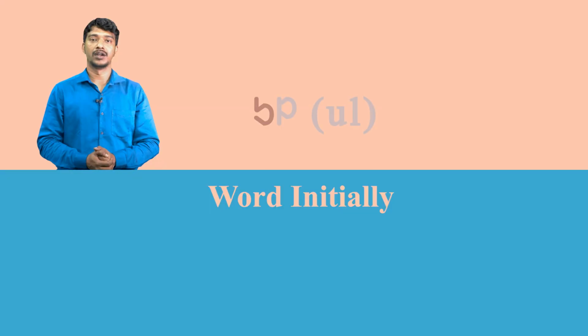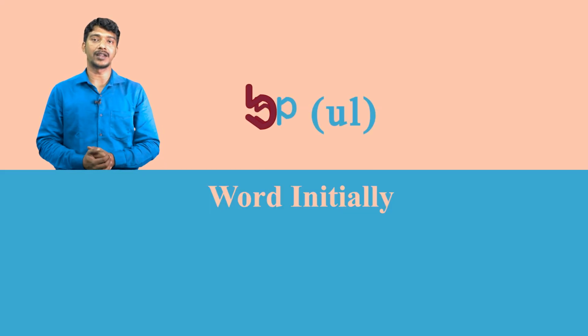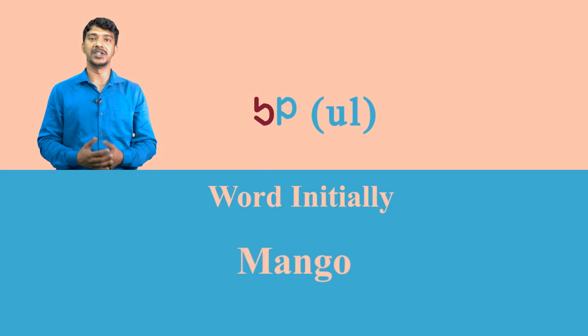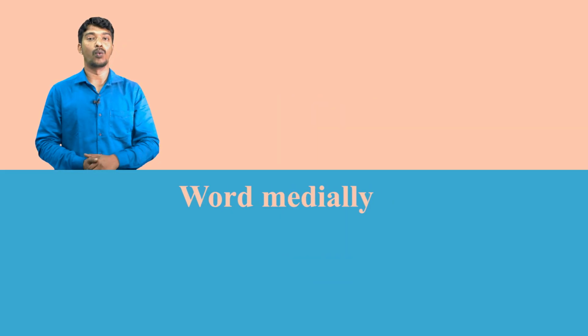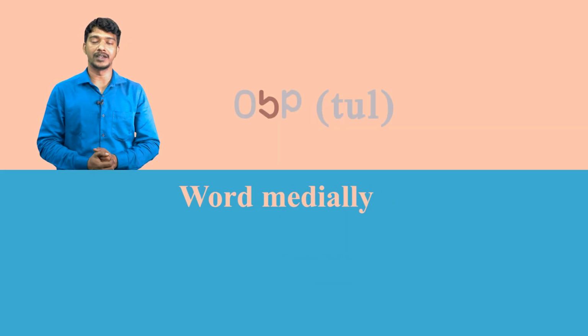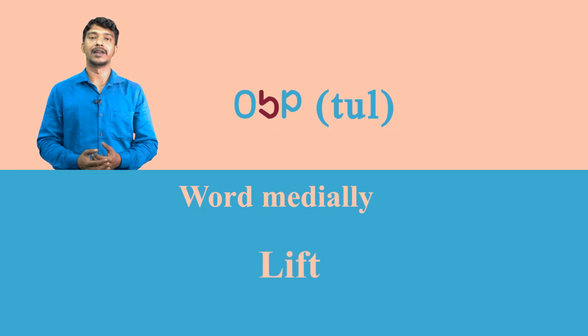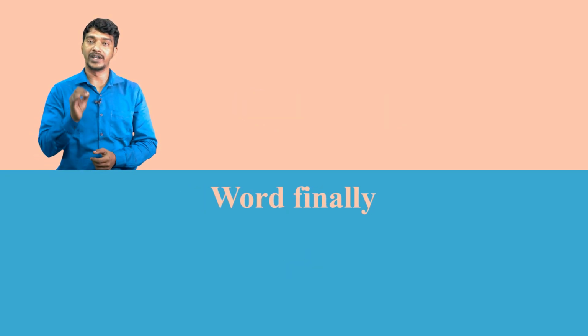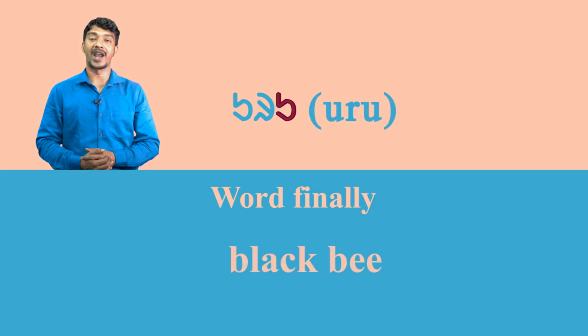This letter occurs in all positions in a word: initially, medially, and finally, from the viewpoint of orthography. The examples are as follows. Word initially, it can appear in ul, meaning mango. Word medially, it can appear in tul, meaning lift. Word finally, it can appear in uru, meaning black bee.